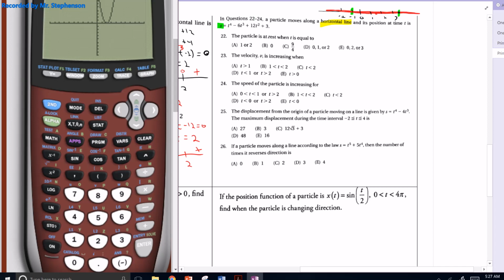The first question is, when is the particle at rest? Right? When is it at rest? At rest means it's not moving. Not moving means the velocity is 0. So let's find the velocity, which is s prime of t, which is the same as v of t.